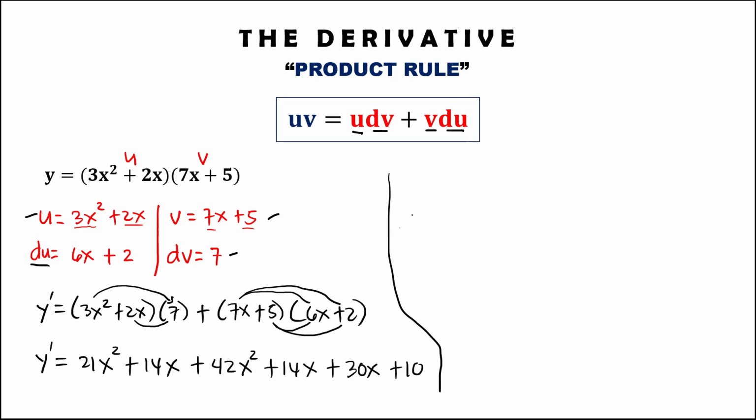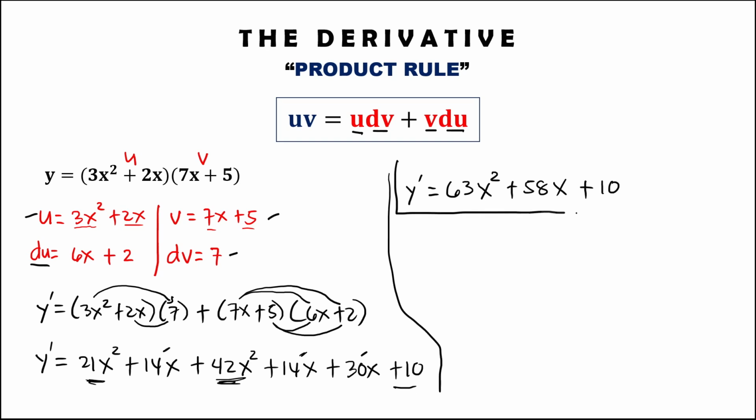Then combine like terms. So we have y prime equals positive 21x squared and 42x squared, which is positive 63x to the power 2. Then 14x plus 14x is 28x, then 28 plus 30 is positive 58x. Then plus, bring down the constant, so plus 10. So this is now the derivative.